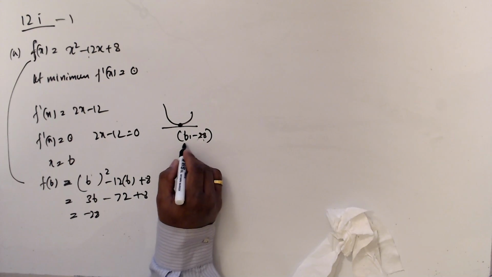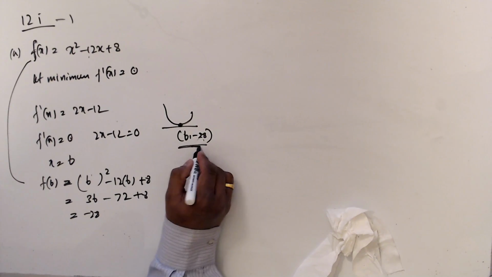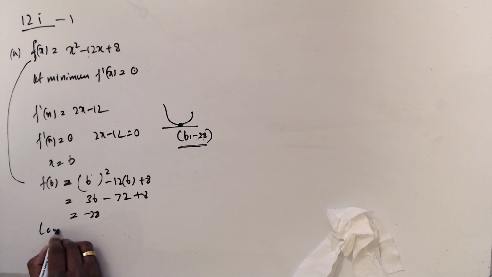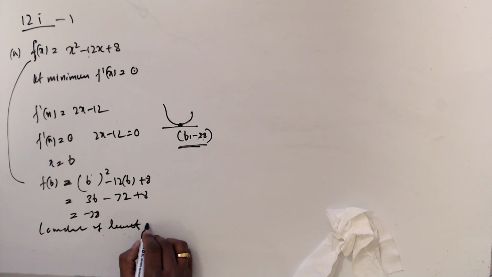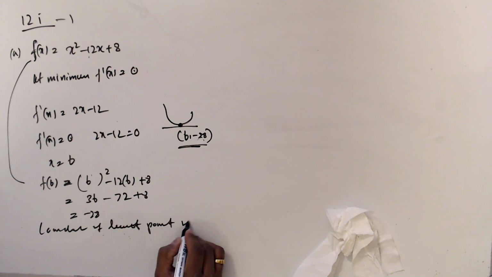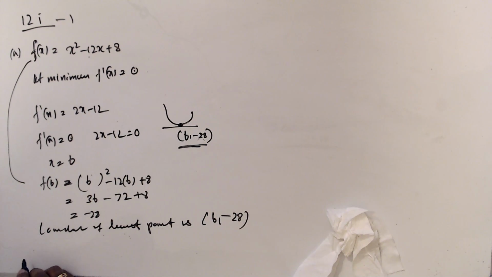So the coordinate of the least value is this one. Coordinate of the least point, not value, point, is (6, minus 28).